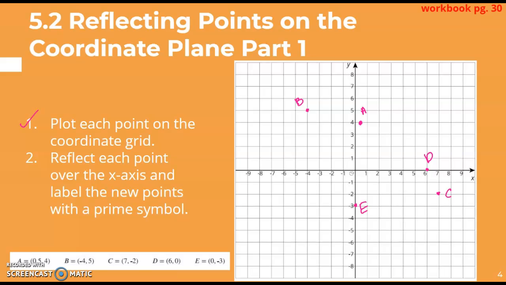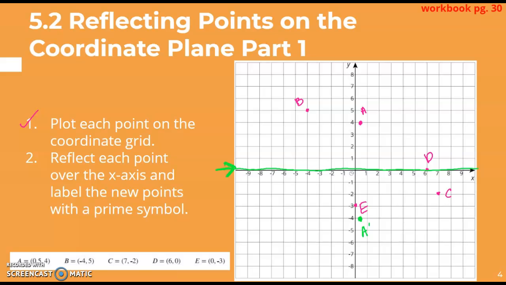Awesome. Step 2: reflect each point over the x-axis and label the new points with a prime symbol. So remember that this right here is our x-axis, so we're going to be flipping over our x-axis. Let's start with A. A is at (1/2, 4). If this line is like our mirror, then we want point A to be the same distance away from the mirror, just on the opposite side of it, when we reflect. So instead of going over 1/2, up 4, I'm going to go over 1/2, down 4. So A prime will be right here.